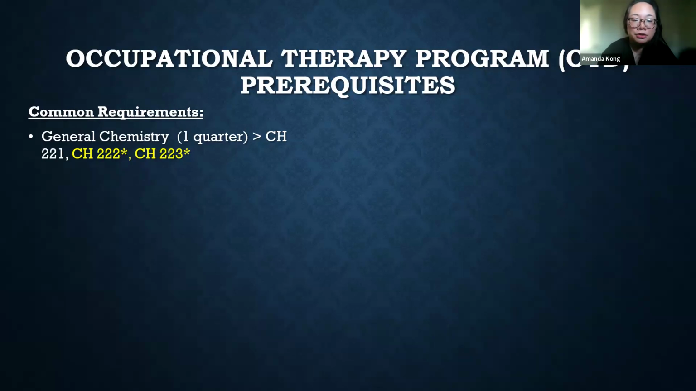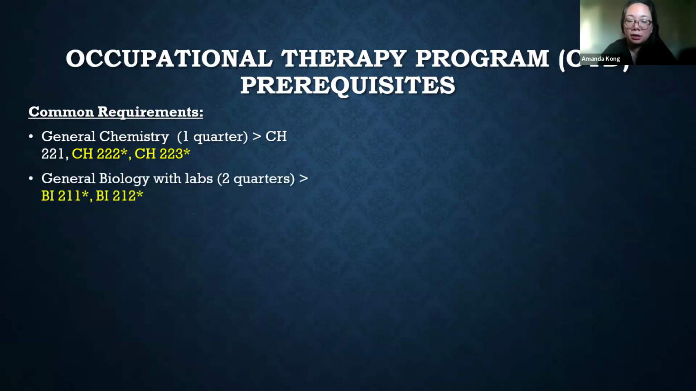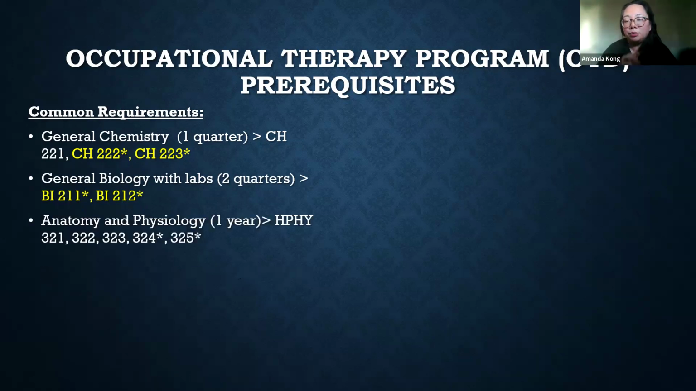So after that 1 quarter of general chemistry, you're also going to take Biology 211 and 212. The labs are embedded within those courses. So Bio 211 and Bio 212 are actually 5 credits each. Instead of doing a 4-credit class and a 2-credit lab, when you take these classes, you're technically taking a 3-credit course and a 2-credit lab all at the same time. After that, you'll need 1 year of anatomy and physiology. So that's going to be HPHY 321, 322, 323, 324, 325.